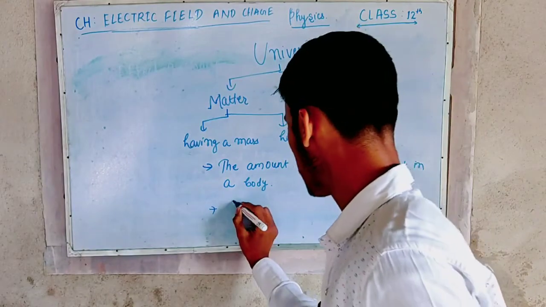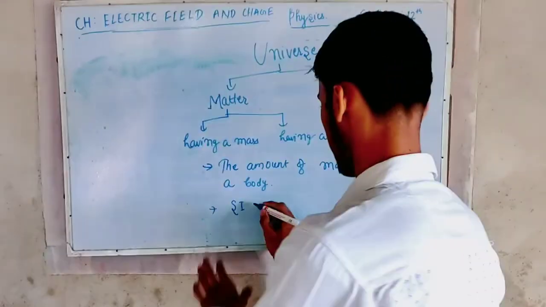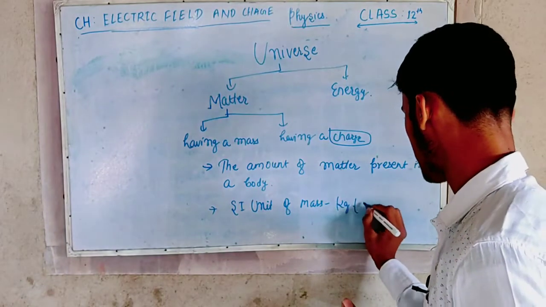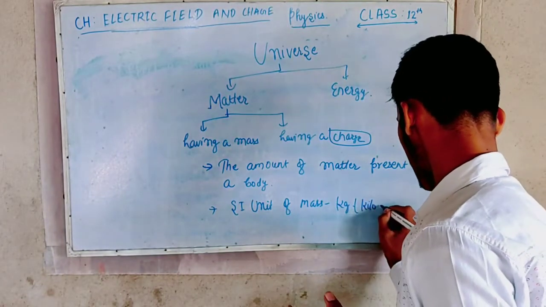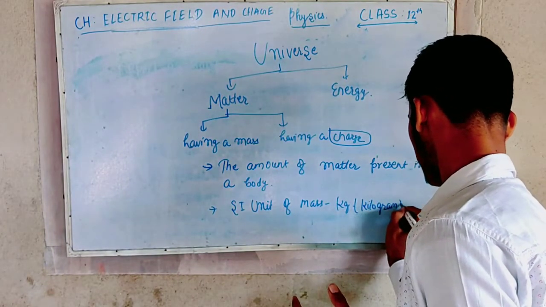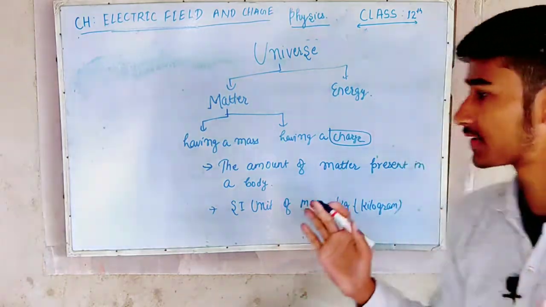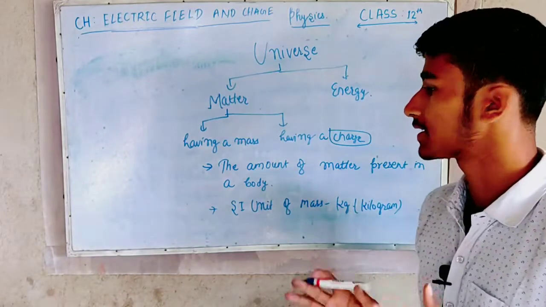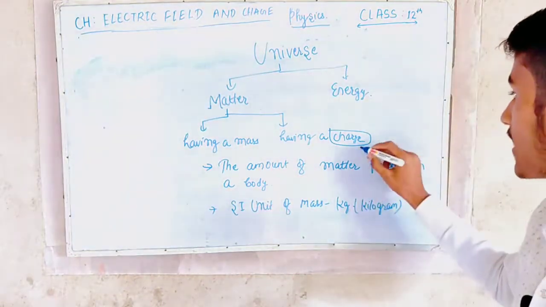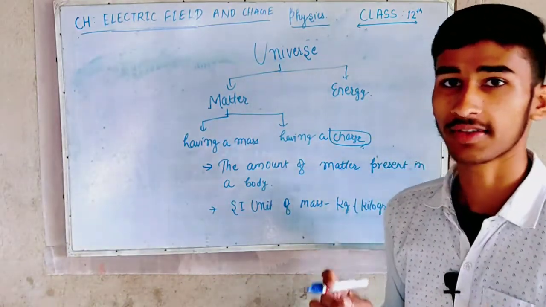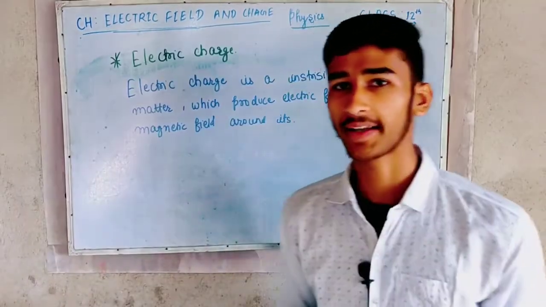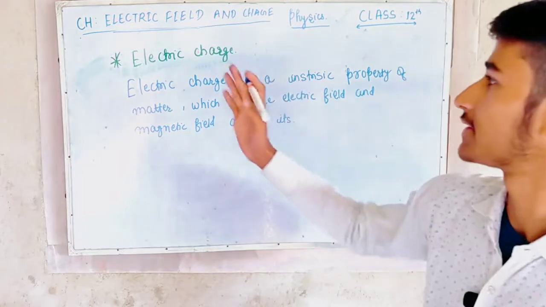Let me tell you the SI unit of mass. The SI unit of mass is kg, which means kilogram. Okay, so this is the definition of mass and the SI unit of mass. Let's move ahead to the charge, because charge is more important in this video as well as in the chapter. So starting with the charge, the most demanding topic in this video, the electric charge.